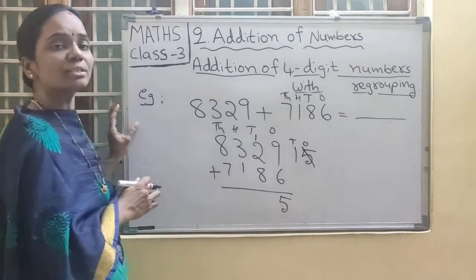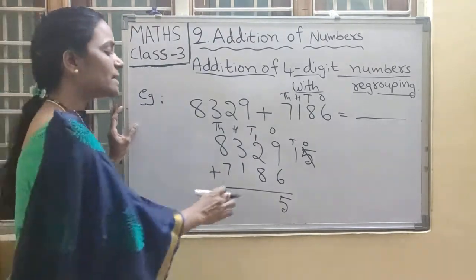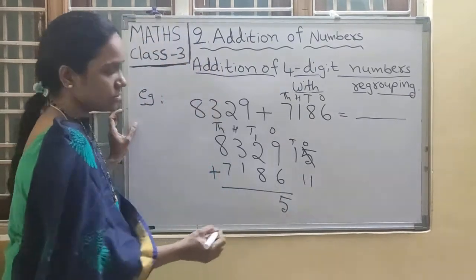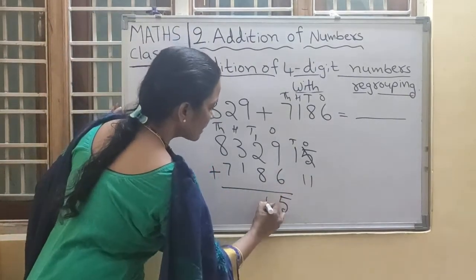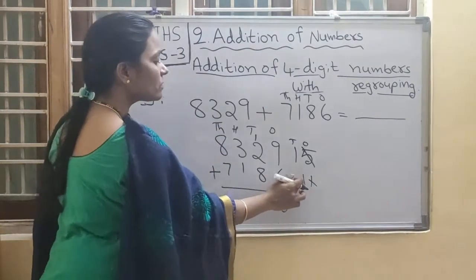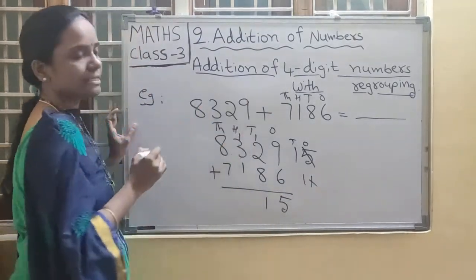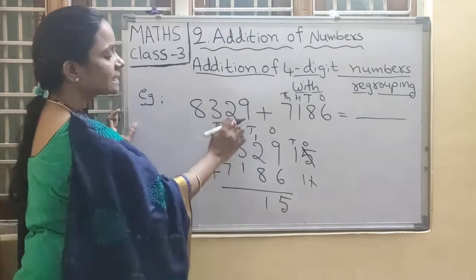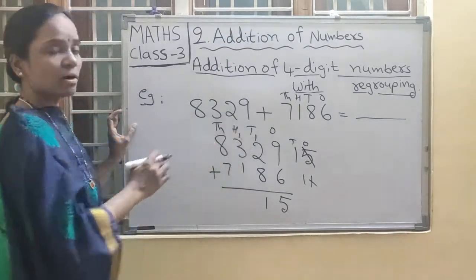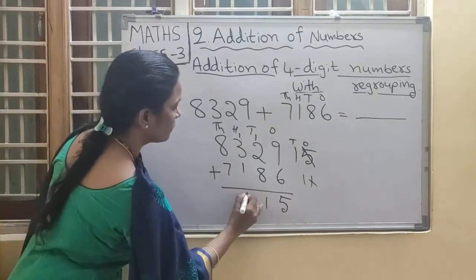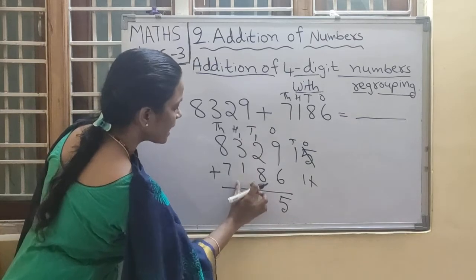Now add the digits at the tens place. 1 plus 2, how much, children? 3. 3 plus 8, how much, children? 11. Again we got a two-digit number. So the first digit is written right at the tens place. Done. Next, the carry over is forwarded to the hundreds place. So write 1 here. Now add all the digits at the hundreds place. 1 plus 3, how much, children? 4. 4 plus 1 is 5. It should come at the hundreds place.